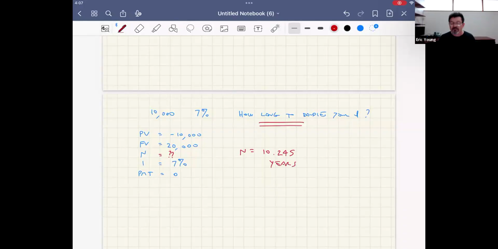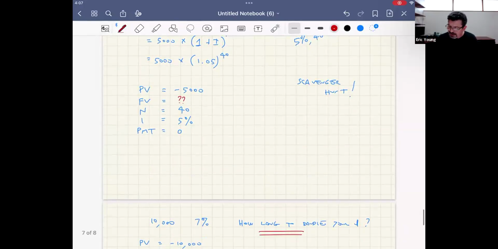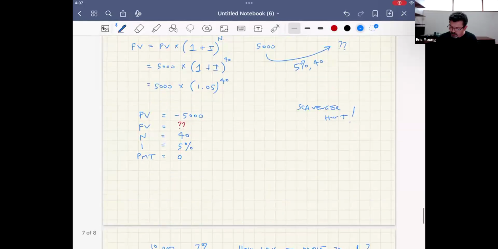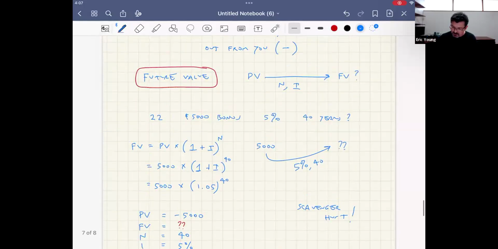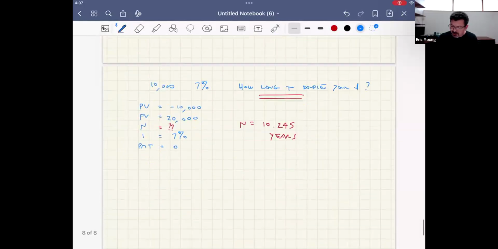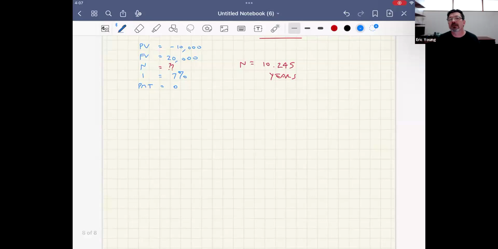So now you just learned, I can figure out how much money will grow to, or I can figure out how long it will take to grow to a certain amount. It's all about the scavenger hunt. Okay? So those are some pretty easy future value problems. Now, let's get a little bit trickier.